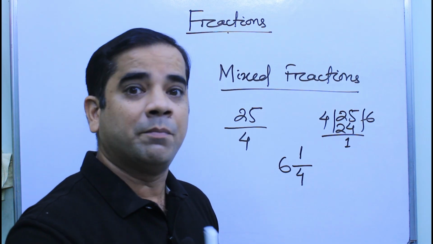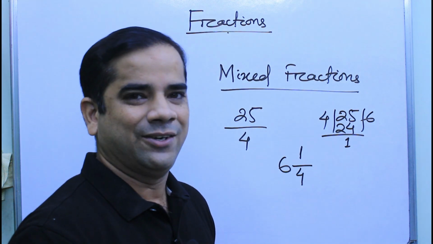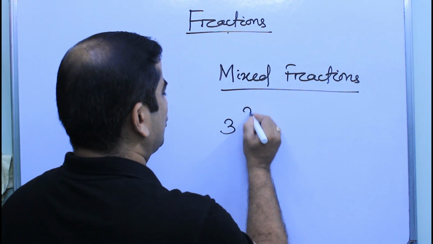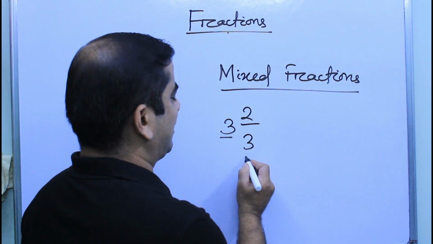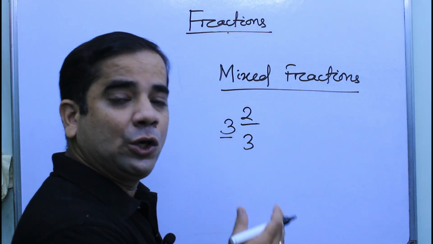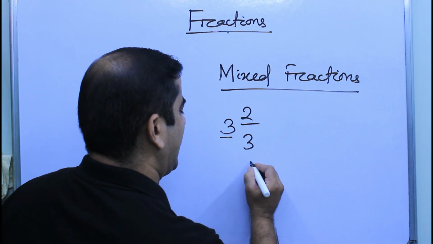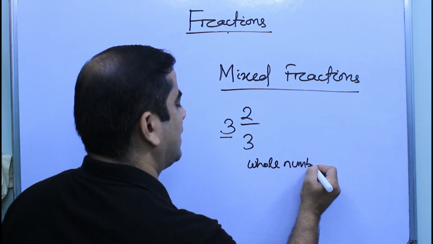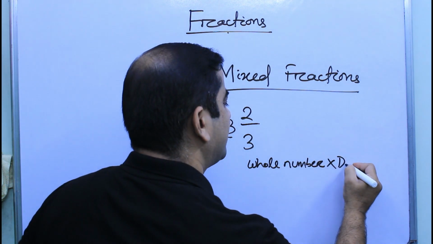But how to convert mixed fraction into improper fraction? Let us now discuss it. Okay, students, suppose there is a mixed fraction 3 whole 2 by 3. There is a whole number part and a fraction. So students, to convert this mixed fraction into improper fraction, what we need to do? We need to multiply the whole number with the denominator.